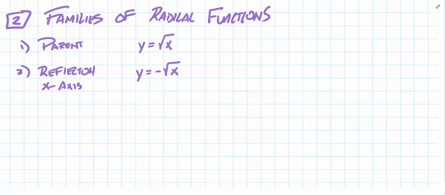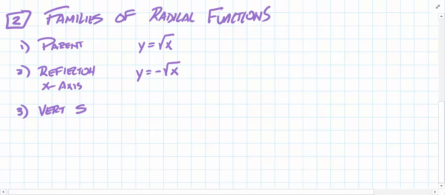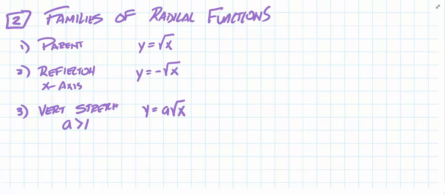Okay, 3. If I want to do a vertical stretch, then I'm going to have an a value that would be greater than 1 for the family y equals a square root of x. So for example, like y equals 5 square roots of x, that's going to be a vertical stretch by a factor of whatever that happens to be. Okay?